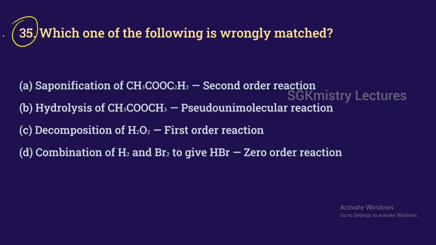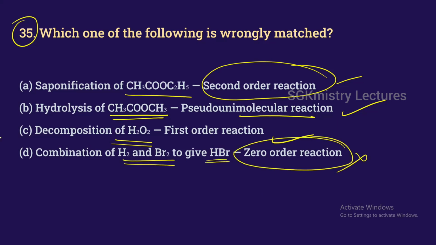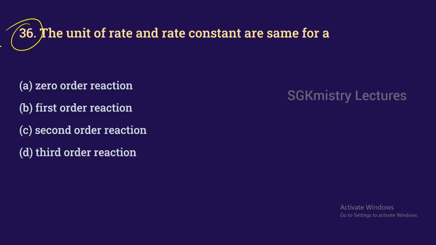Next, question number 35. Which one of the following is wrongly matched? Saponification of ethyl acetate, second order reaction, yes. Okay, so you have to see which one is not correct. Hydrolysis of methyl acetate, pseudo unimolecular reaction, yes. Okay, it is an ester again. Next, decomposition of H2O2, first order reaction, yes. It will decompose into the respective products. Combination of H2 and Br2 to give HBr, it is not a zero order reaction. So which one is wrongly matched? Option D.